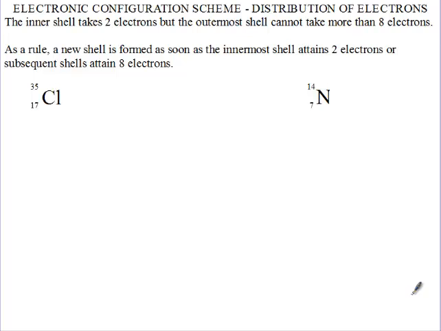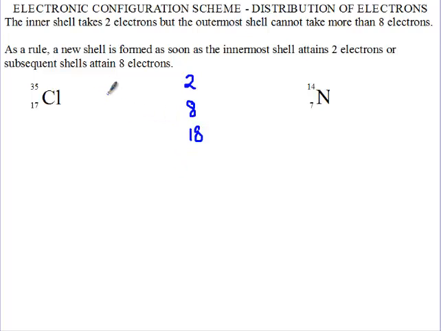Now, Bohr and Bury gave us an equation. And from that equation, we saw that the first shell can take 2 electrons. The second shell can take 8. The third shell can take 18. Then we go on and on and on.